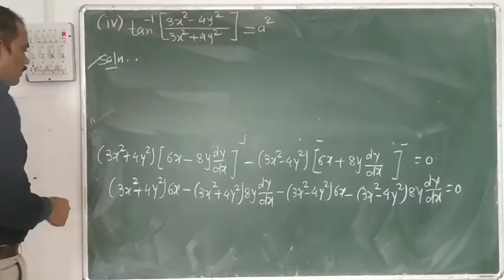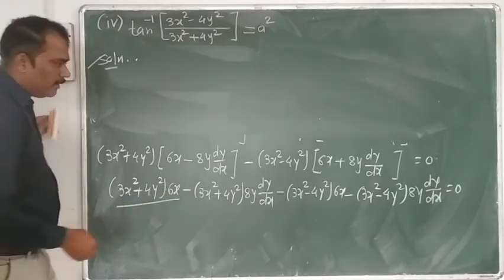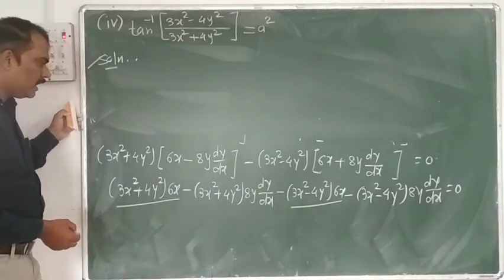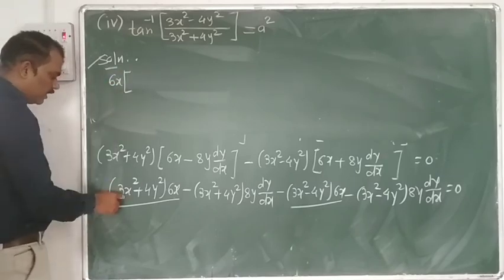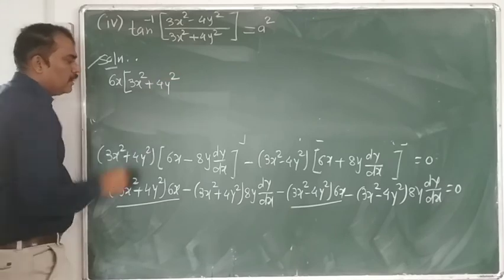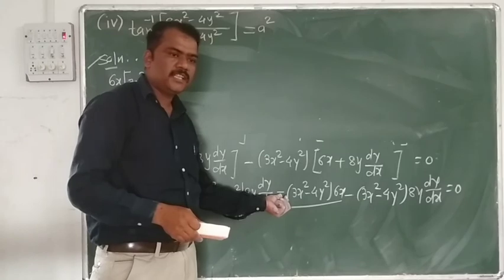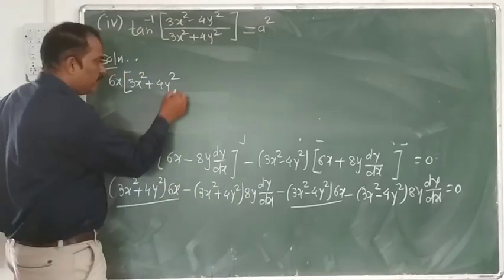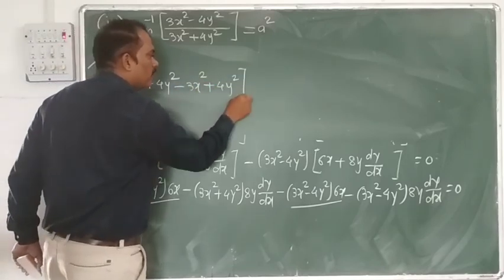So what we get here: this one term and this one term are the non-dy/dx terms. From those we take 6x common, so 6x into bracket. Here what is remaining? 3x² + 4y² is remaining. Here what is remaining? 3x² − 4y² with a minus sign outside the bracket. When we open this bracket, the minus sign goes inside, so it becomes minus 3x² plus 4y².